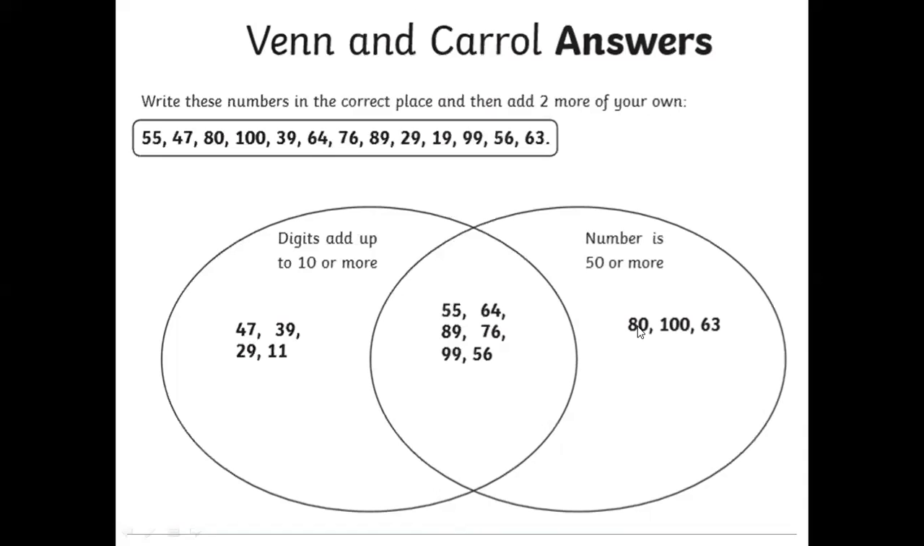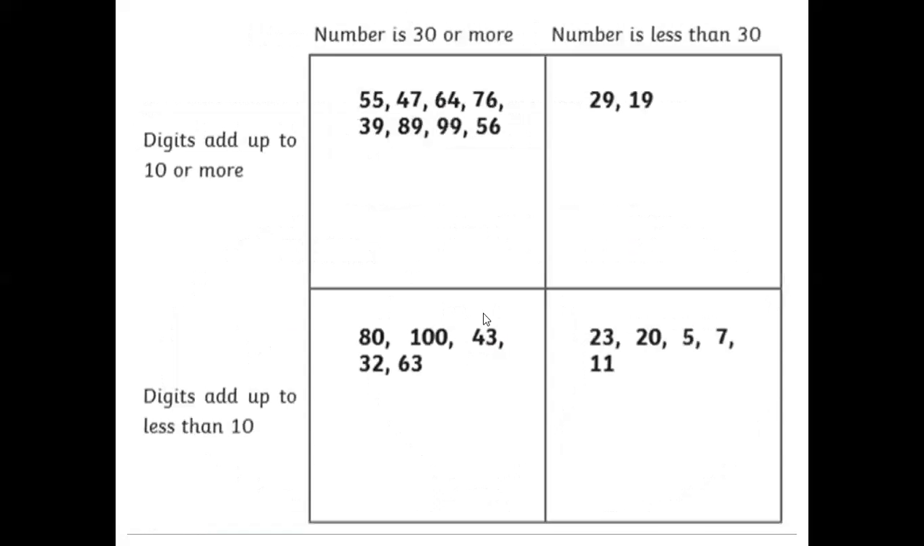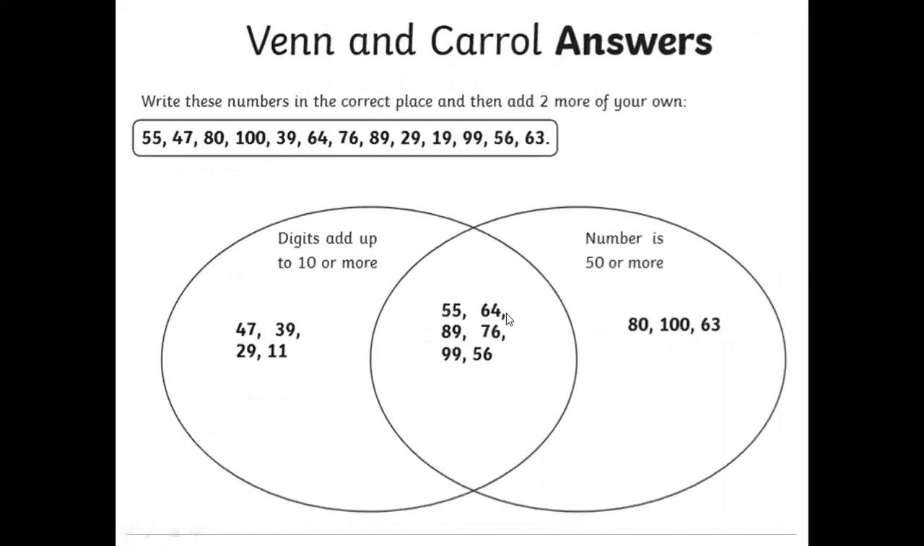Let's look at this. 80 is more than 50, right? Let's look at this. 64. 6 plus 4 is, yes, 10. And is 64 at the same time more than 50? Yes. So when I have yes here and yes here, it is yes in the middle. So I write it down in the middle. Amazing.